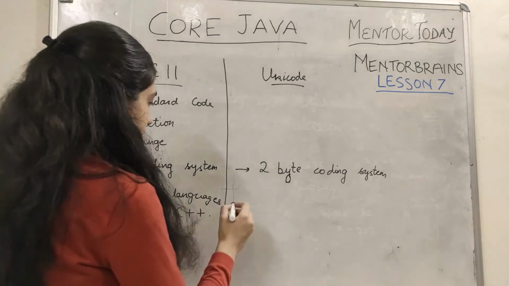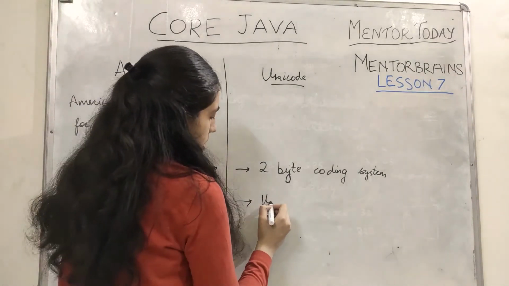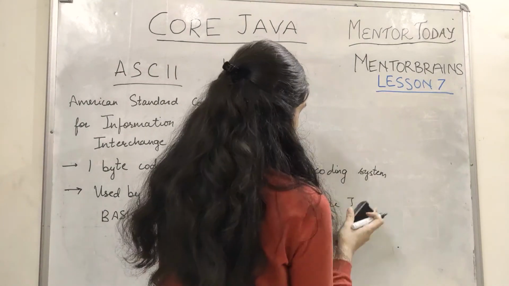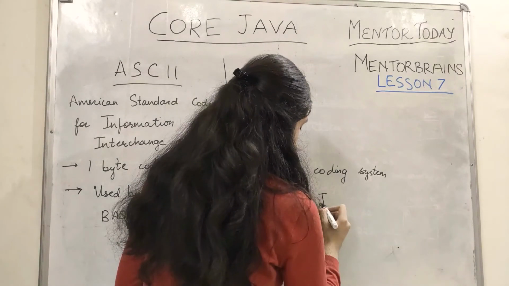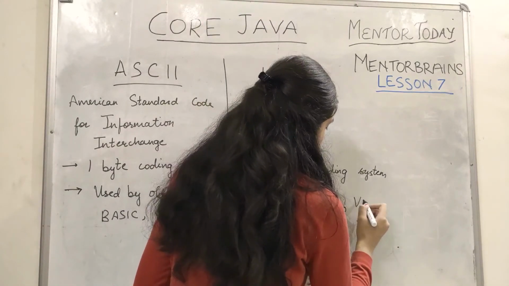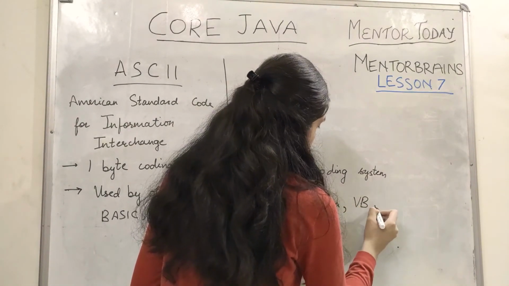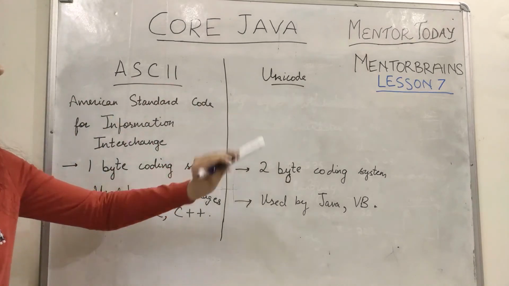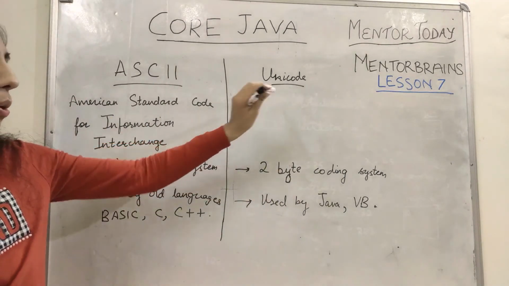And Unicode is still used. It is used in Java, and it is also used in Visual Basic, VB, etc. Further languages are still using Unicode. So we see what is the difference between the two, ASCII and Unicode.